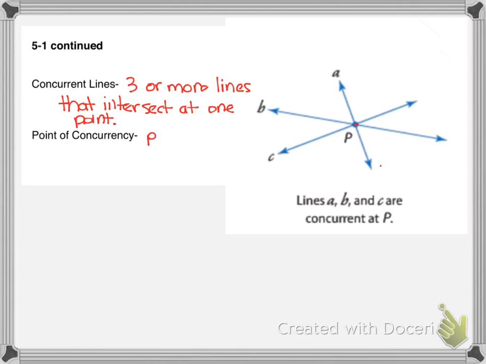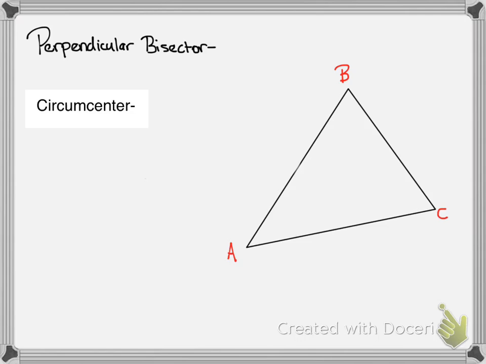So that's the point where concurrent lines meet or intersect. Okay, the point where those concurrent lines intersect. So the first thing we're going to do is look at perpendicular bisectors. We're going to draw the perpendicular bisectors of this triangle ABC, and we'll find that something kind of neat happens.